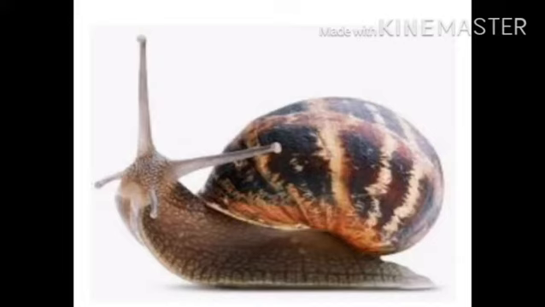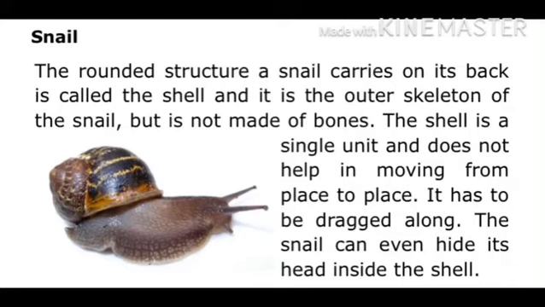Now everybody knows that this is a snail, and now I am going to tell you how a snail moves. The rounded structure a snail carries on its back is called the shell, and it is the outer skeleton of the snail, but it is not made up of bone. The shell is a single unit and does not help in moving from one place to another. It has to be dragged along.